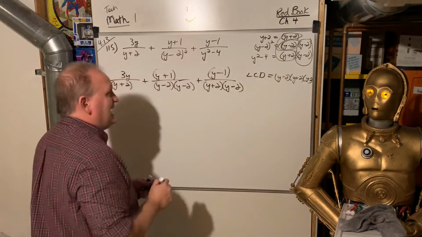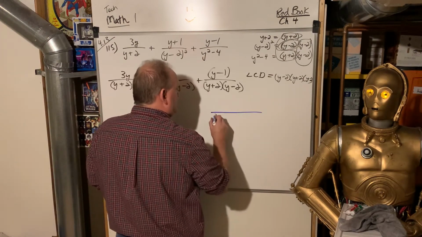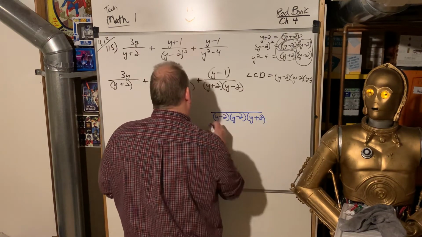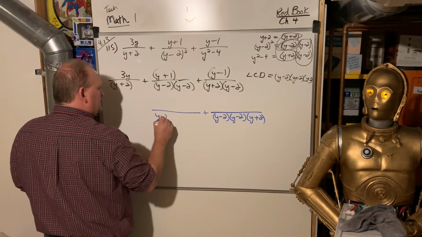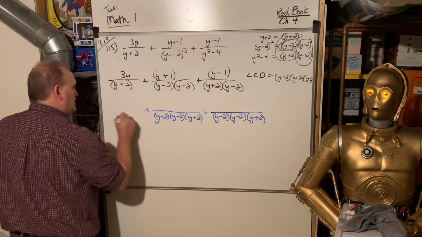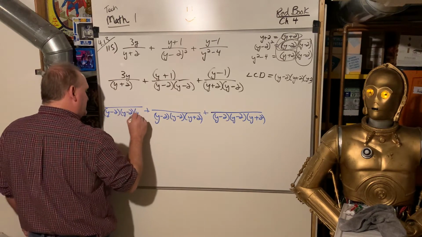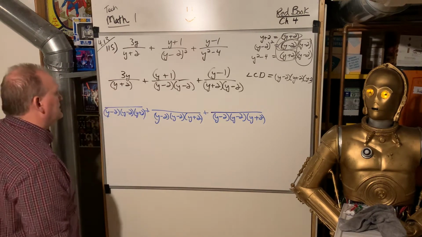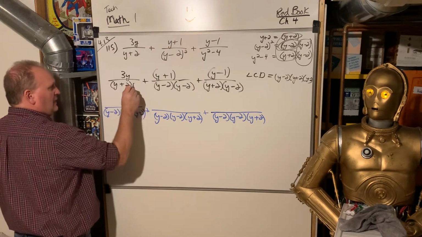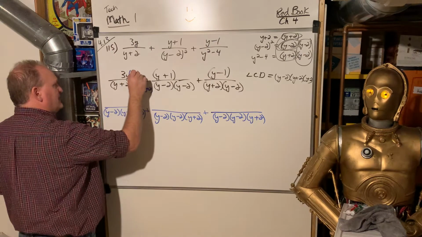So now I'm going to write the common denominator 3 times underneath here. So y minus 2, y minus 2, y plus 2. All right, so now you look at this and say, well, what's missing? Well, it's missing a y minus 2 and a y plus 2. So that's what has to be multiplied.